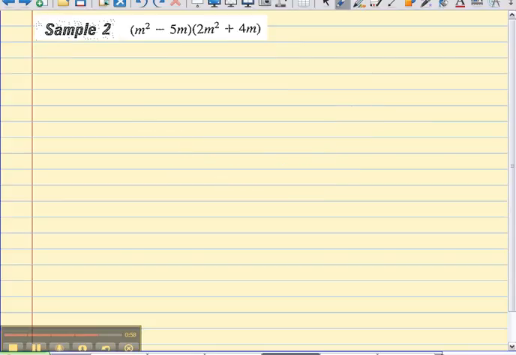Walker, what do I do first? Multiply m squared by 2m squared. M squared times 2m squared. And what do I get? 2m to the 4th. Good job, Walker. Well done. You want to do the next one for us? Sure. M squared times 4m. And what do you get? 4m to the 3rd. Awesome.